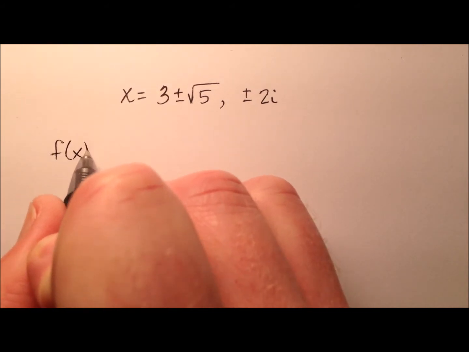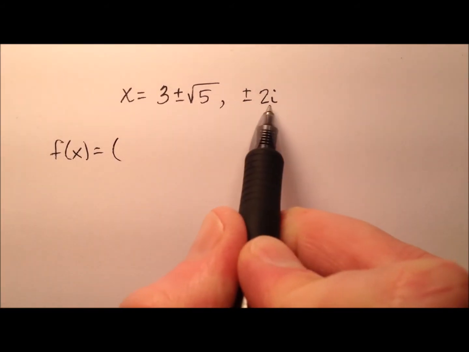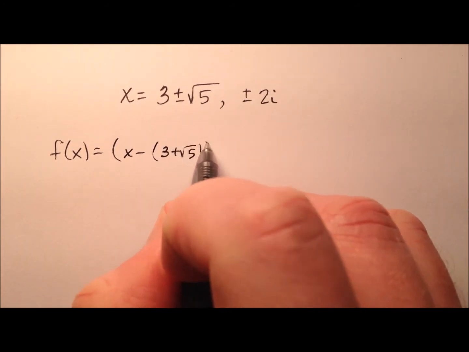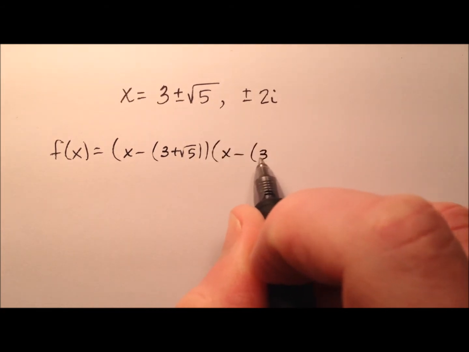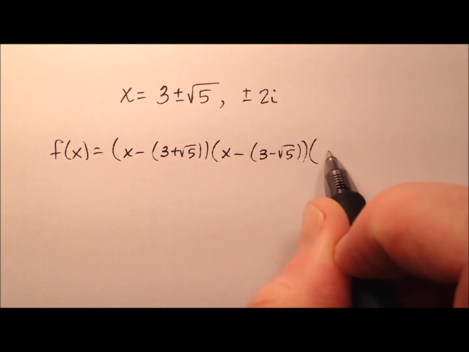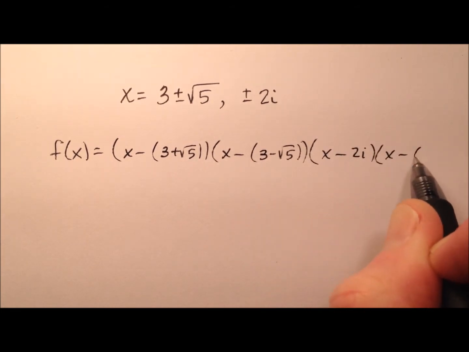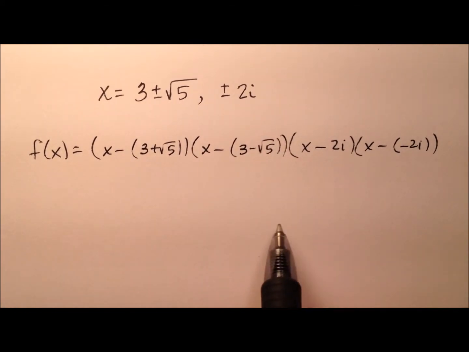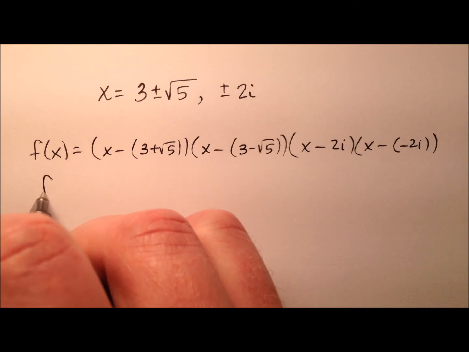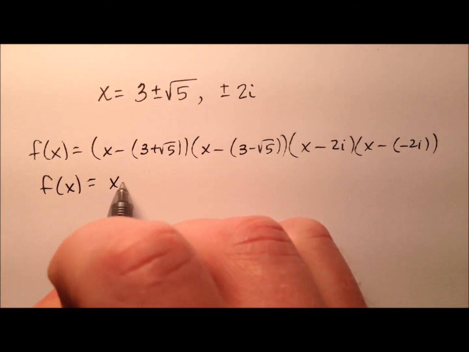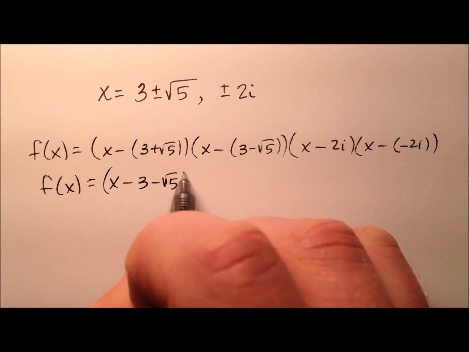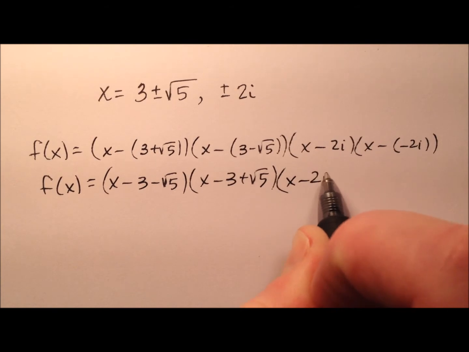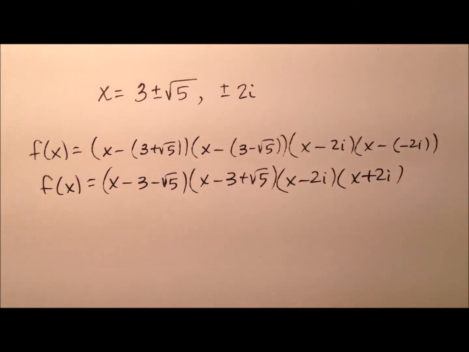Okay, so let's start out with f of x equals, and each of these roots is going to be written in x minus k form. So we'll start with 3 plus radical 5, and then 3 minus radical 5, and then x minus 2i, and x minus a negative 2i. Okay, so here are all these roots written out in factored form, and we can clean this up a little bit. So we'll have x minus 3 minus the square root of 5, x minus 3 plus the square root of 5, x minus 2i, and x plus 2i.